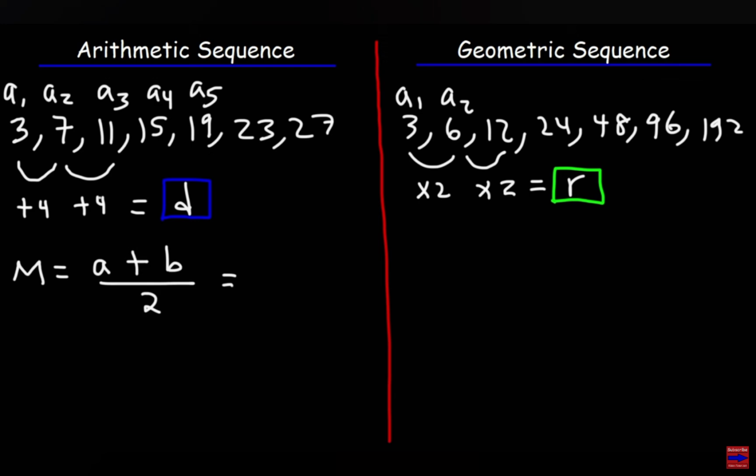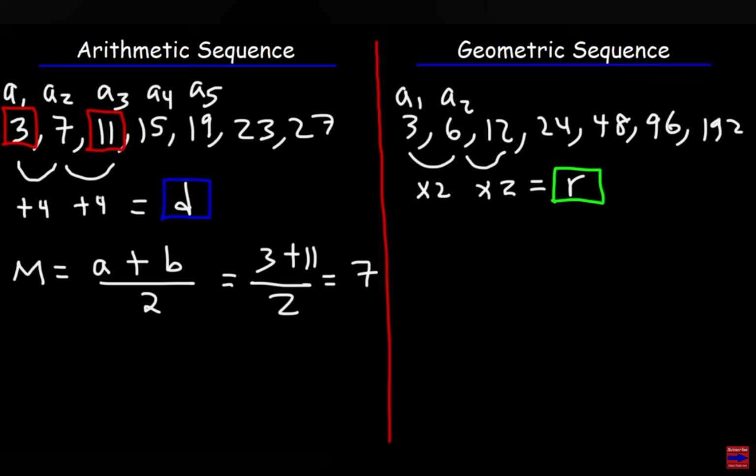So when taking an arithmetic mean of two numbers within an arithmetic sequence, let's say if we were to take the mean of 3 and 11, we would get the middle number in that sequence. In this case, we would get 7. So if you were to add 3 plus 11 and divide by 2, 3 plus 11 is 14. 14 divided by 2 gives you 7.